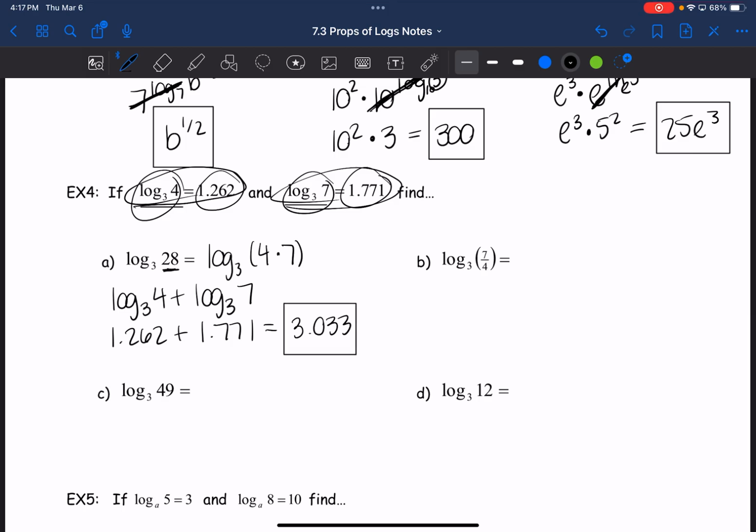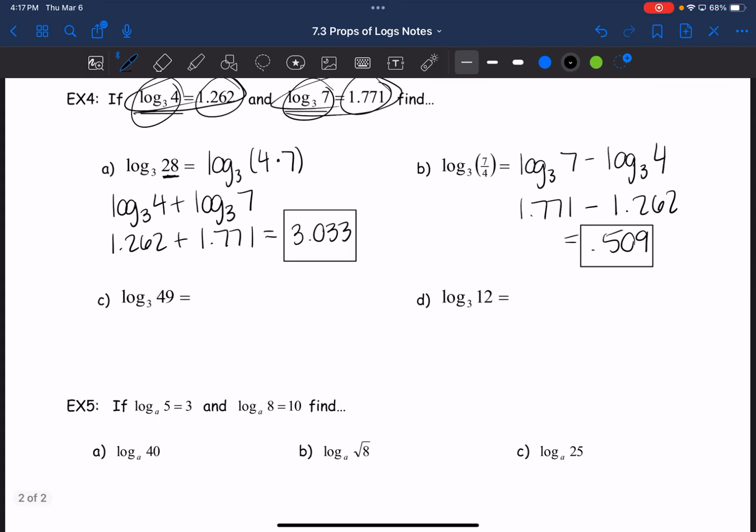For part B, this one is already written in terms of 7 and 4, so I just need to expand. Division says it can be rewritten as subtraction. So I'd have log base 3 of 7 minus log base 3 of 4, which I can replace with 1.771 minus 1.262, which would be 0.509.